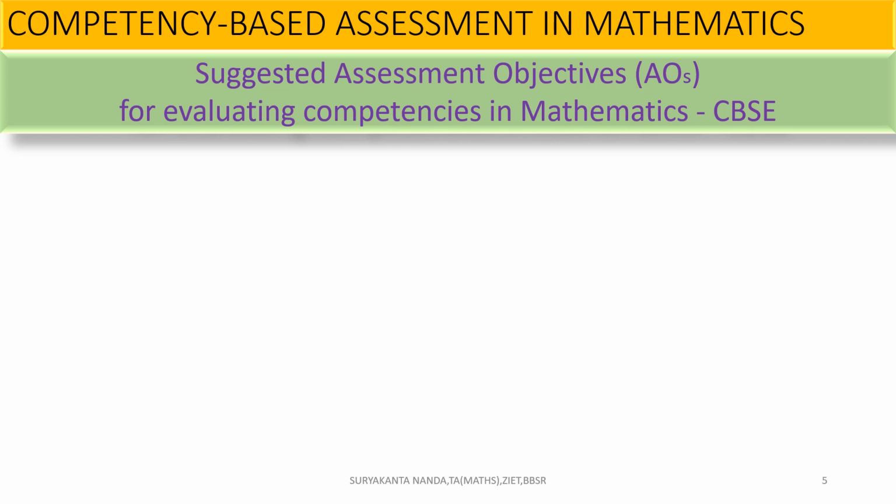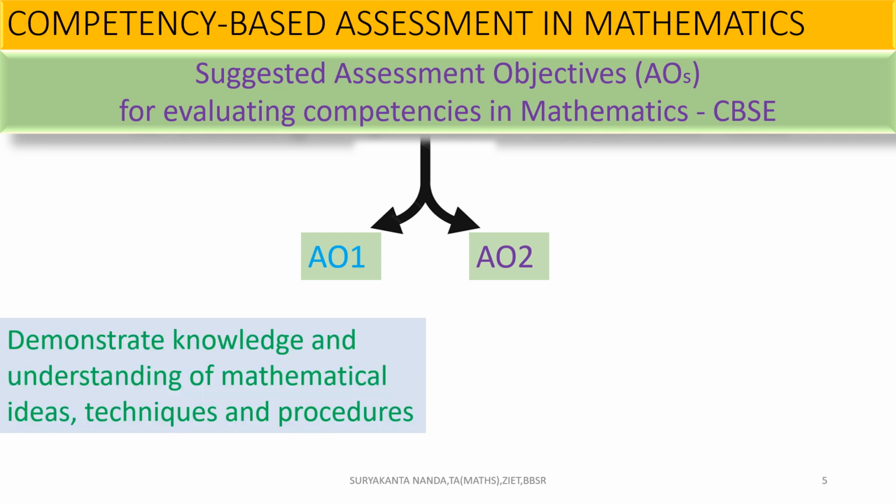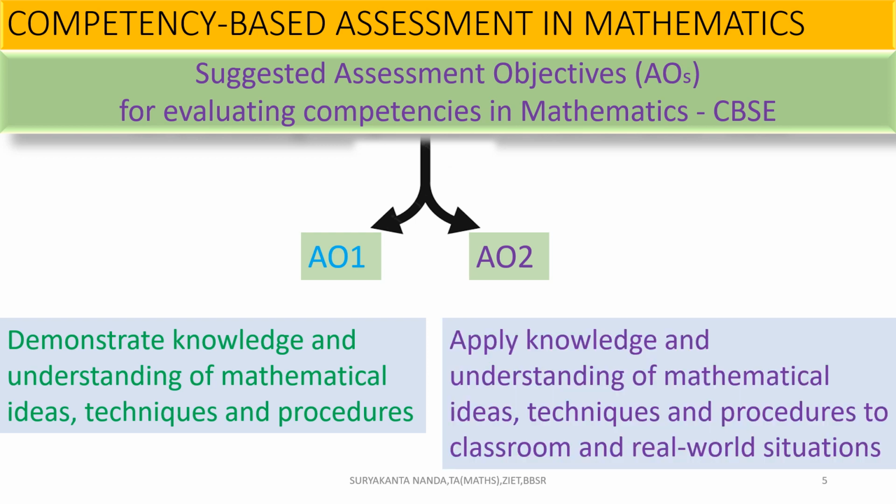CBSE suggested assessment objectives for evaluating competencies in mathematics. According to CBSE, there are two assessment objectives for evaluating competencies in mathematics called AO1 and AO2. The first assessment objective, AO1, is demonstrate knowledge and understanding of mathematical ideas, techniques and procedures. The second assessment objective, that is AO2, is apply knowledge and understanding of mathematical ideas, techniques and procedures to classroom and real world situations.